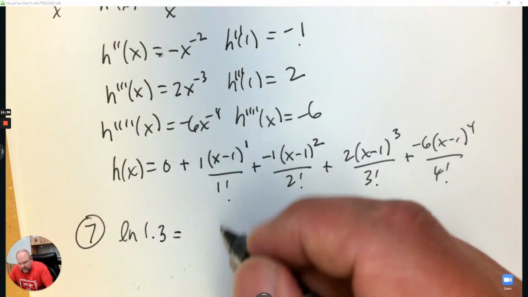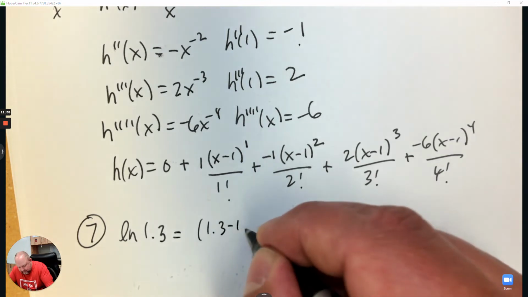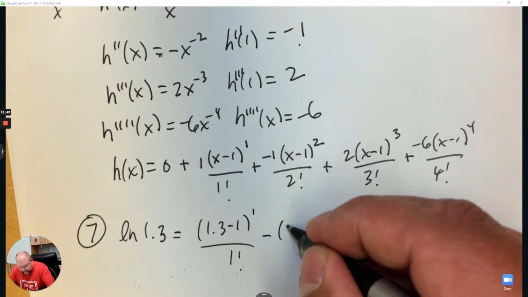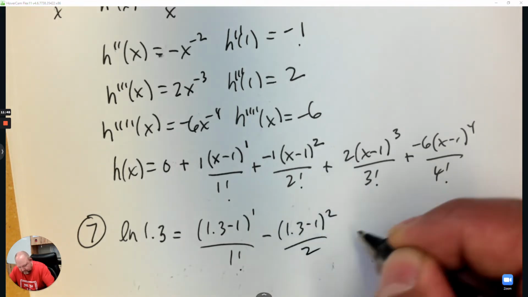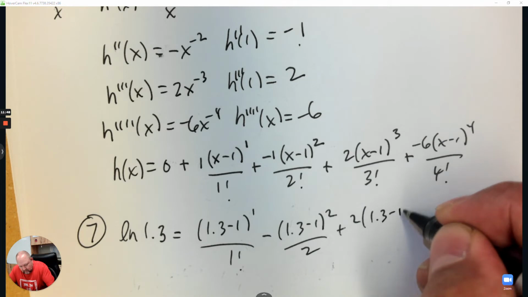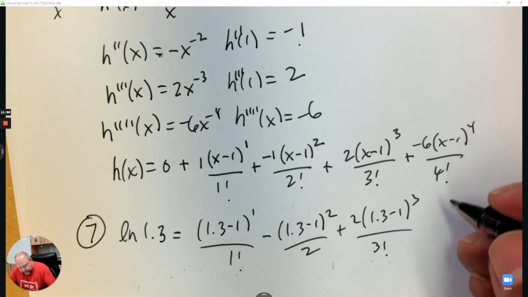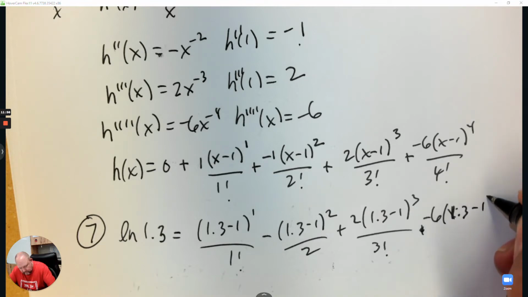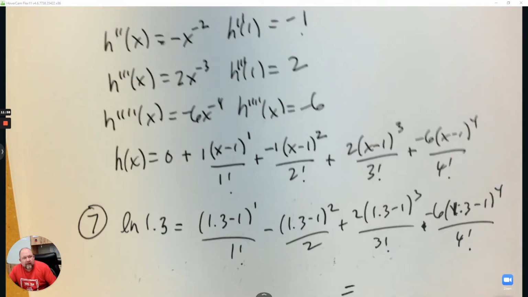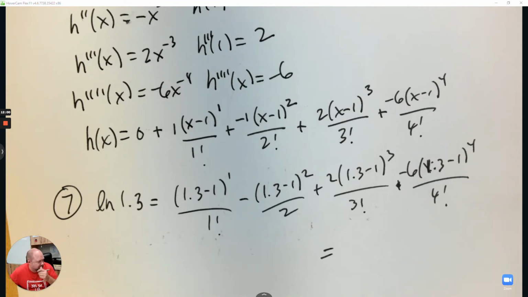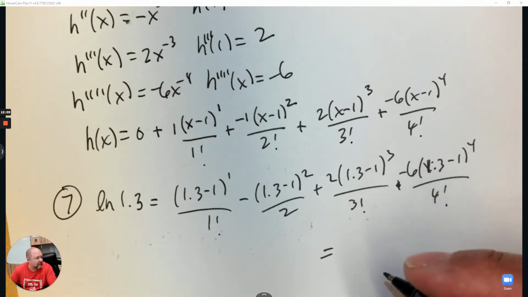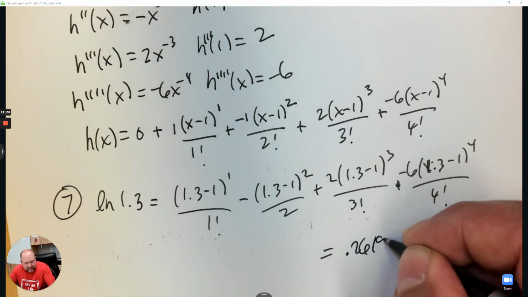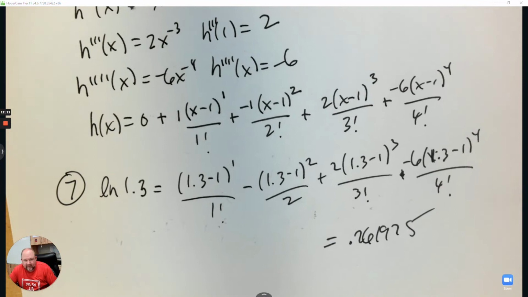So then you would plug in 1.3 for x. And if you use your calculator, what answer do you get? 0.261975. 8.